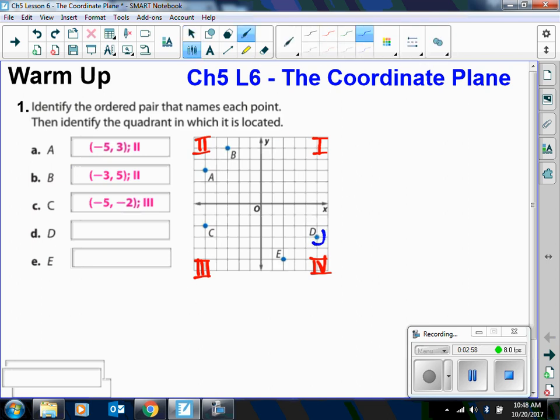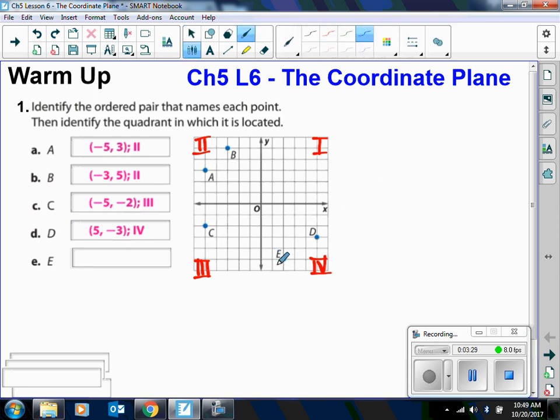Point D, over here, there's point D. We went to the right and then down. So tell me what that one is. Positive 1, 2, 3, 4, 5, and down 3, which is -3. So it's +5, comma, -3. 5, comma, -3, and that's quadrant 4. See that?